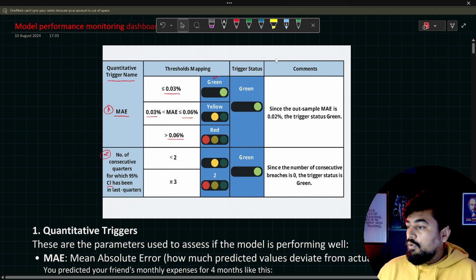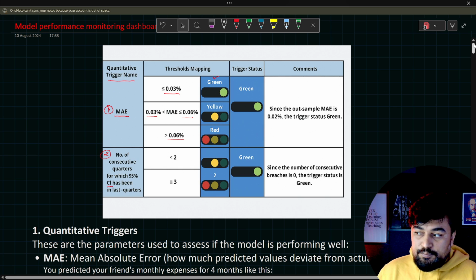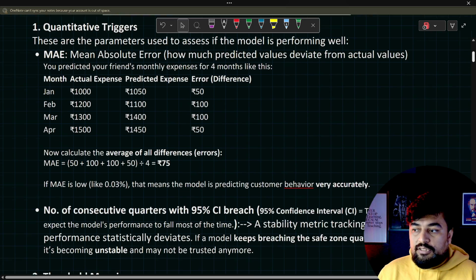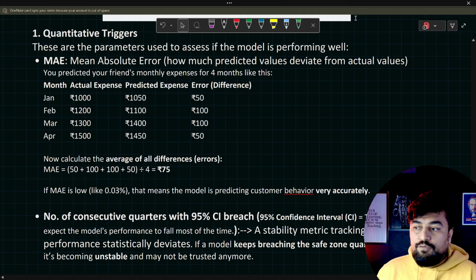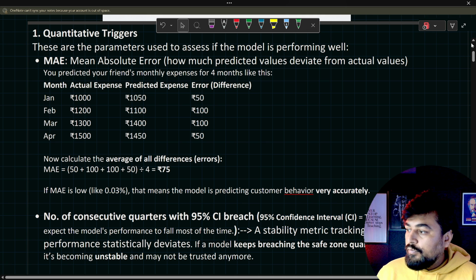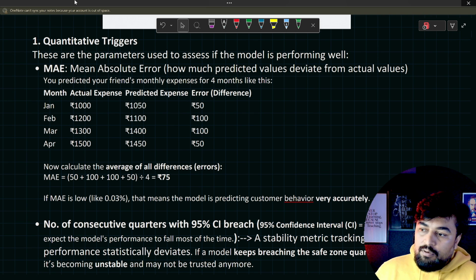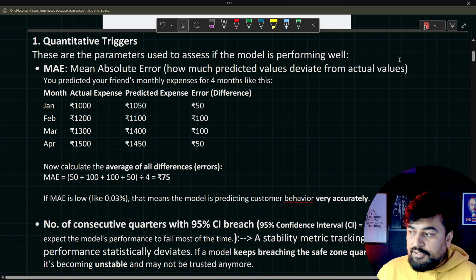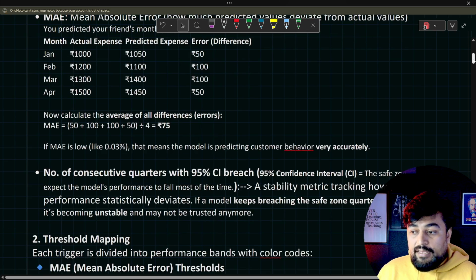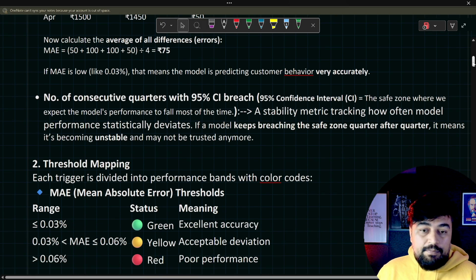Okay. Now we'll come back to this picture because this picture is the heart and soul of today's video. But let me give you a brief overview, so that you can take notes. There are two things. Number one is your quantitative triggers, that is your MAE. Then number two, you have the threshold mapping.